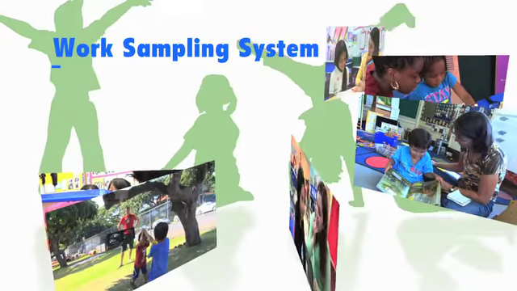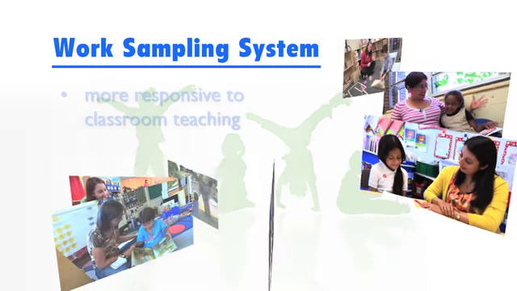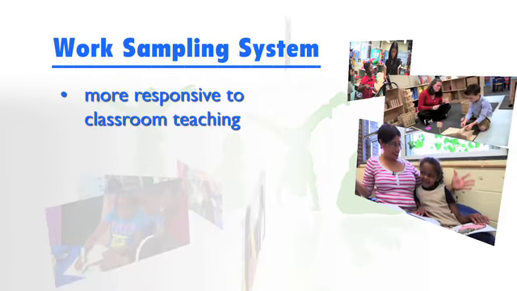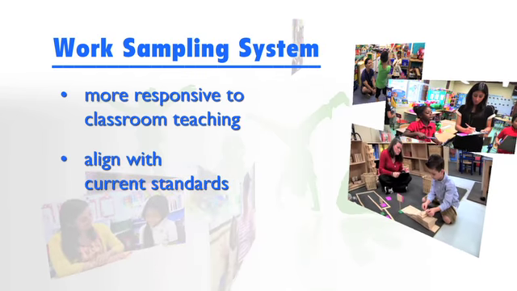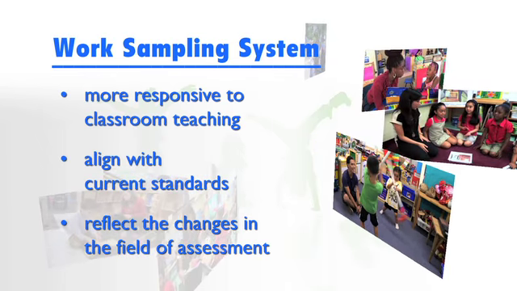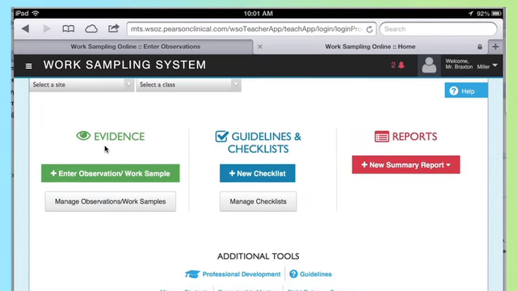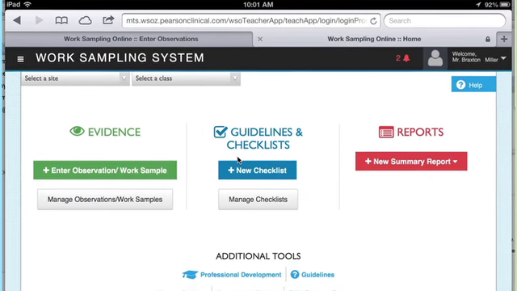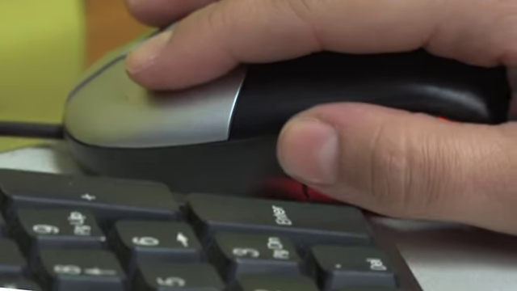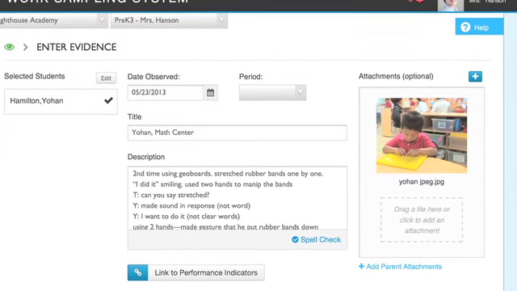While teachers have used Work Sampling since the early 1990s, the recent revisions make it more responsive to classroom teaching, align it with current standards, and reflect the changes in the field of assessment. The new Work Sampling System Online is a teacher-friendly tool that's easy to use, saving teachers time and helping them to be confident about their assessment decisions.